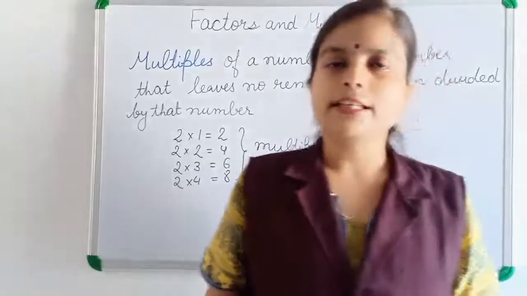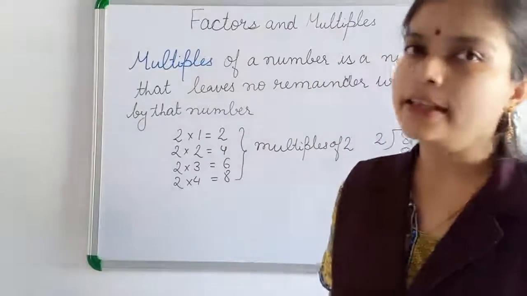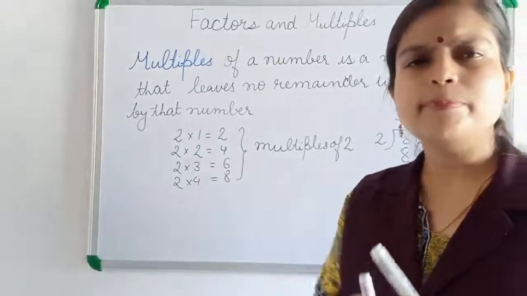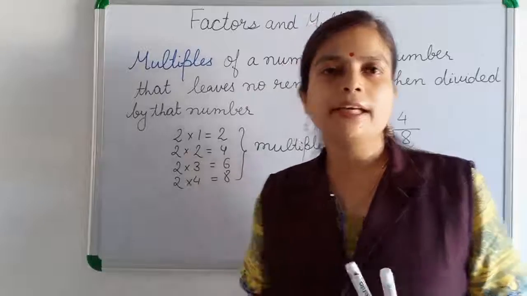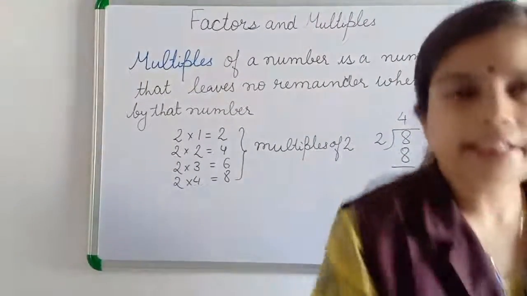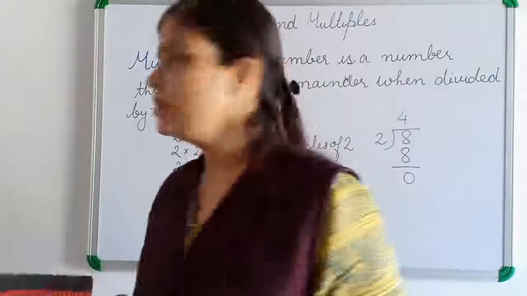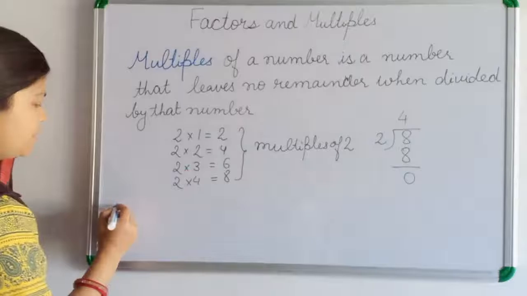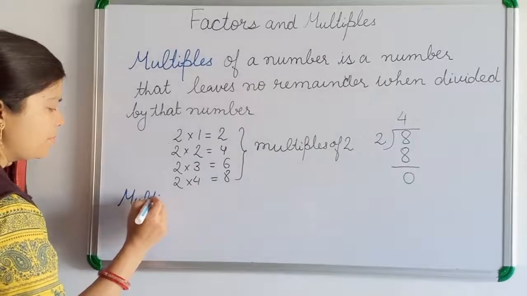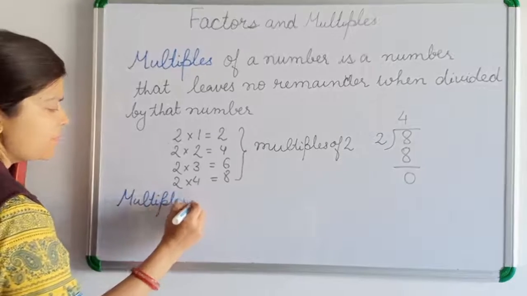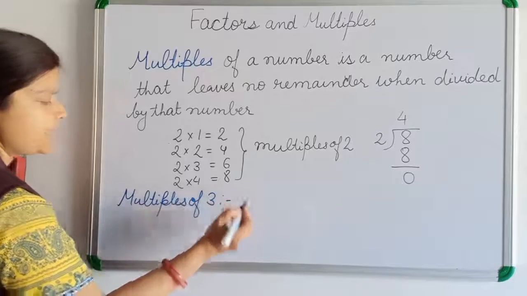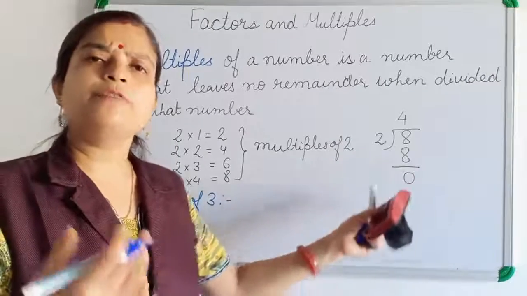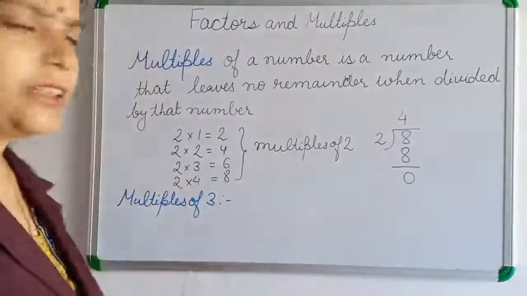And you can see that the multiples of any number we can get by multiplying it by 1, 2, 3, 4, 5, means by any number. When we multiply the number by any number, we get multiples of that number. For example, multiples of 3. How will we get the multiples of 3? By multiplying 3 by 1, 2, 3, 4, 5, 6. It means we can write the table of 3 also.